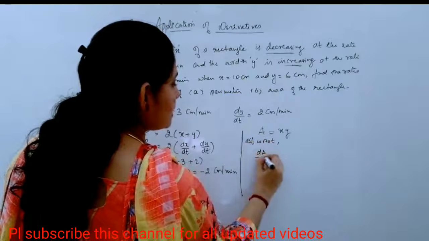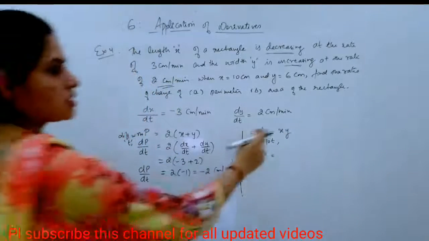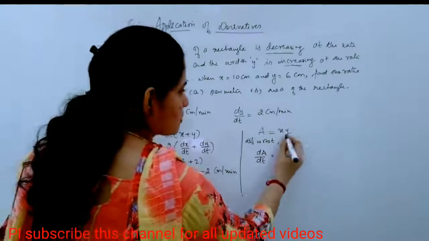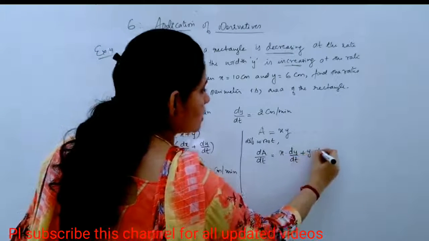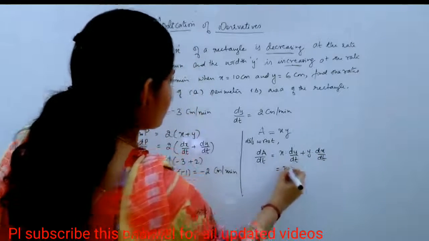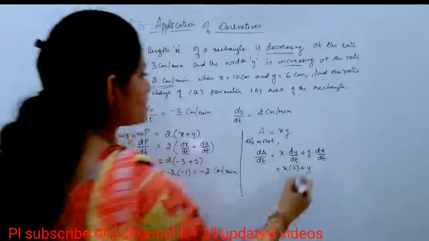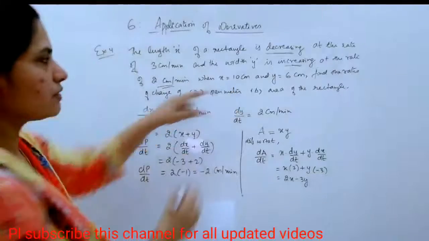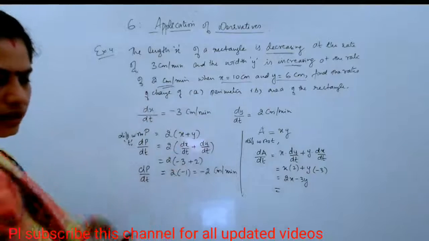So you'll get dA by dt is equal to, again here you have to use product rule, because you have two terms which are depending on another variable, that is parametric form type. So you have x into derivative of y with respect to t plus y into derivative of x with respect to t. X into dy by dt, which is given to be 2, plus y into dx by dt, which is minus 3. So 2x minus 3y. But you have been given the values of x and y.